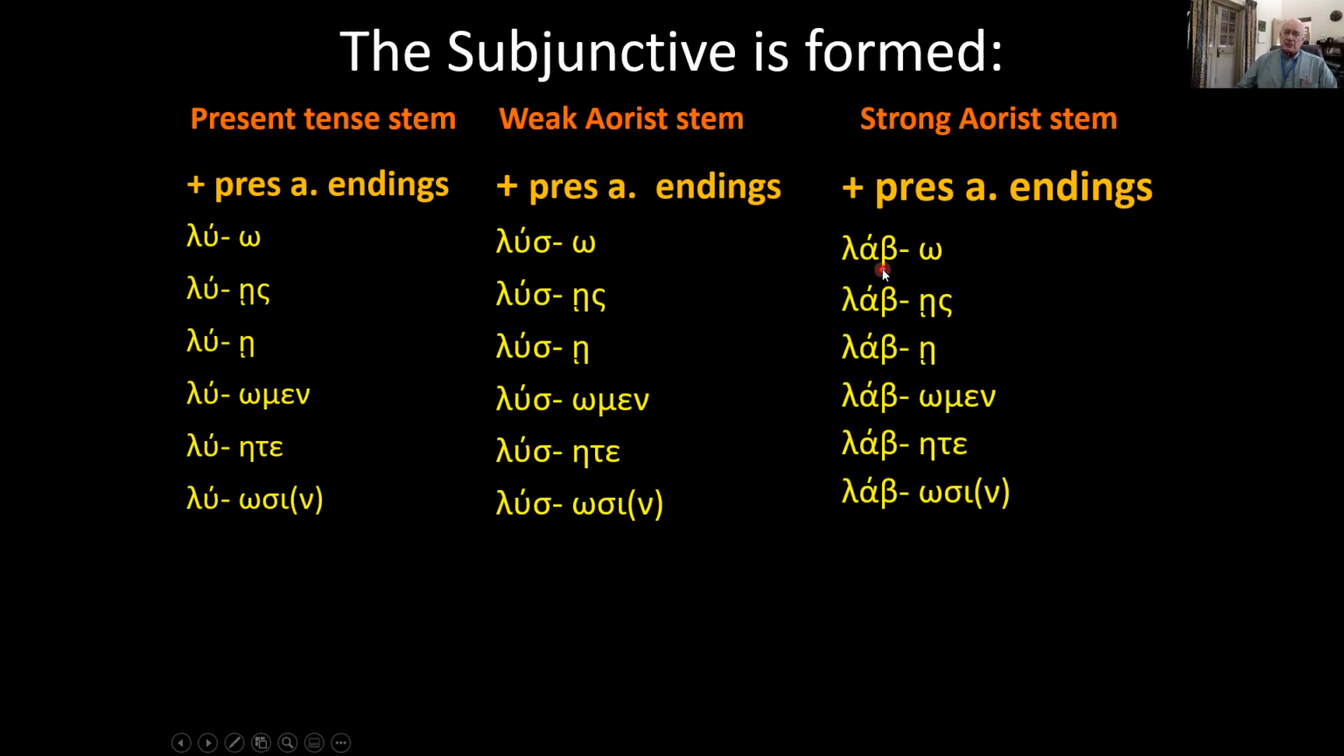Or here, in the case of the strong aorist, lob, the stem is lob. The stem for bala would be bal with one lambda. And we would see immediately this is aorist. And the endings are the subjunctive.